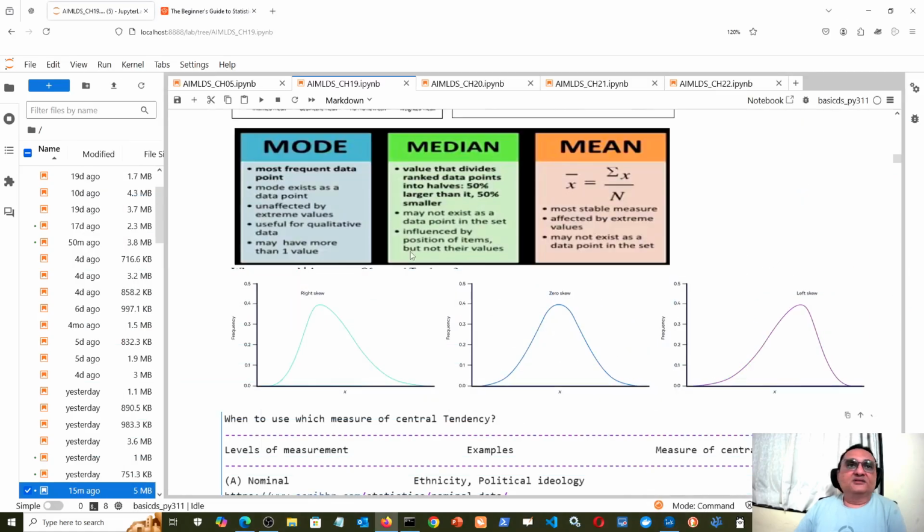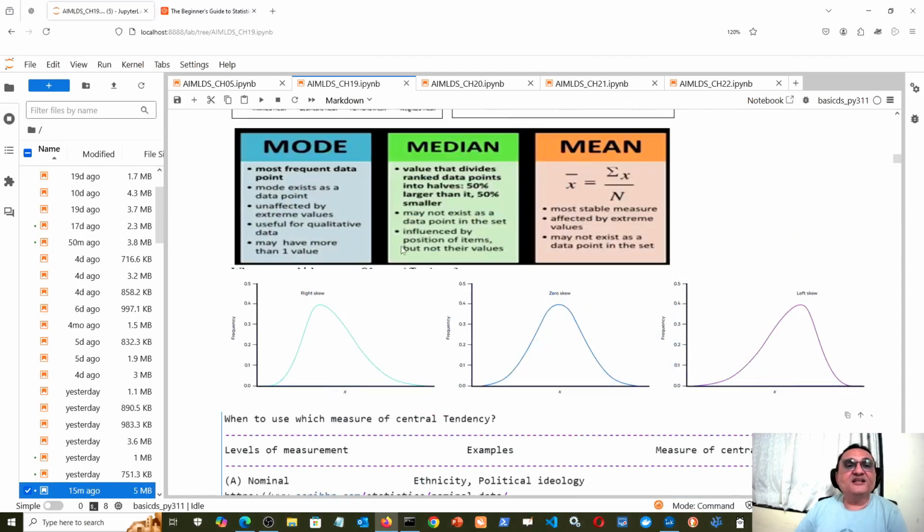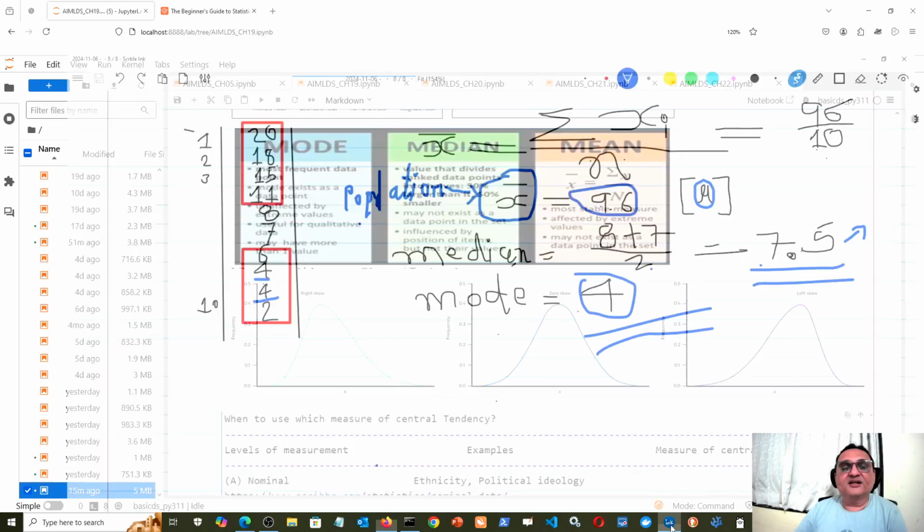Okay. Now, the median may not exist as a data point in the set. We have done that also: 7.5 is the median, so it is not part of the data set. And it is influenced by the position of items, but it is not influenced by their values.